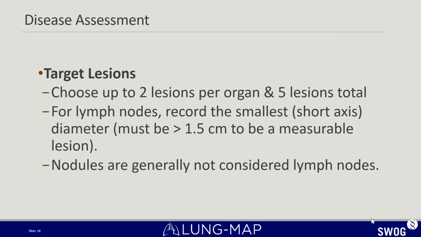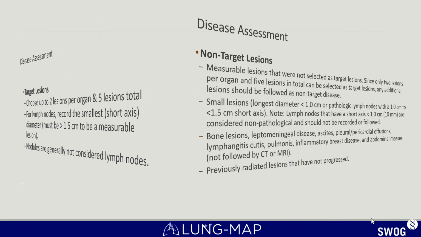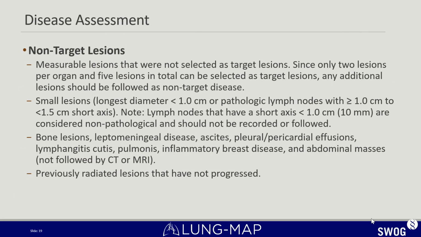Okay, so target lesions for disease assessment, you choose up to 2 lesions per organ and 5 lesions total. For lymph nodes, you record the smallest diameter on the short axis, but it has to be greater than 1.5 centimeters to be a measurable lesion, and nodules are not generally considered lymph nodes, or generally not considered lymph nodes, sorry. So for your non-target lesions, sorry, I know this is really busy.